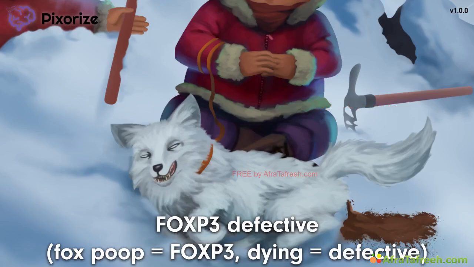FOXP3 is a transcription factor that plays a major role in the differentiation and function of regulatory T cells. We have a dedicated scene on these regulatory T cells, or Tregs, but in general, these cells are responsible for suppressing or regulating the immune system to suppress excess inflammation, prevent autoimmunity, and facilitate wound repair.